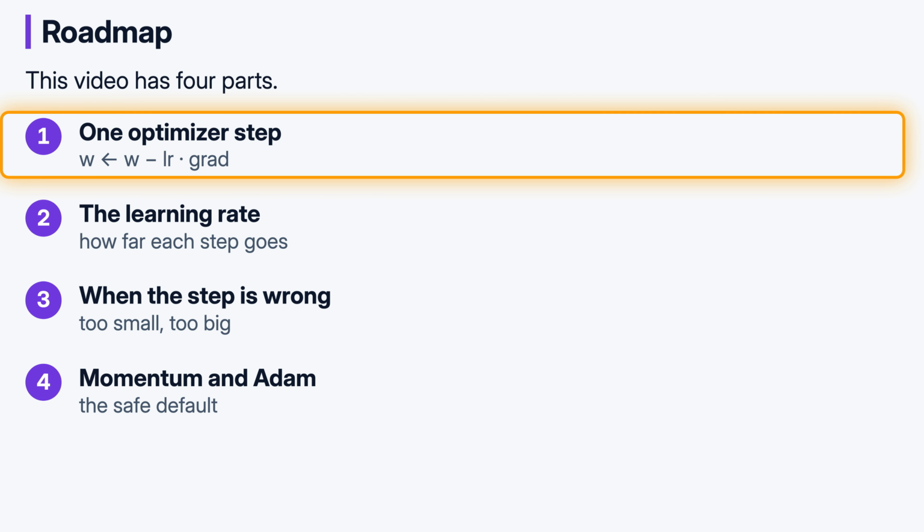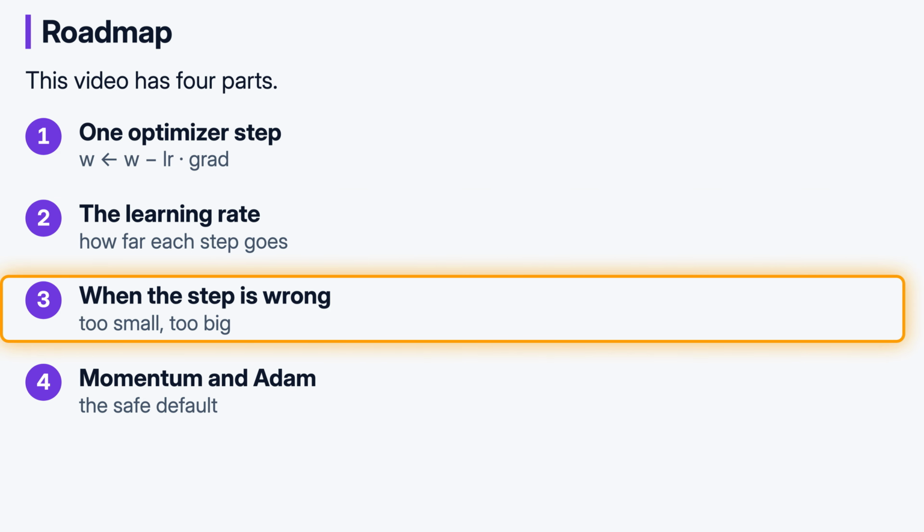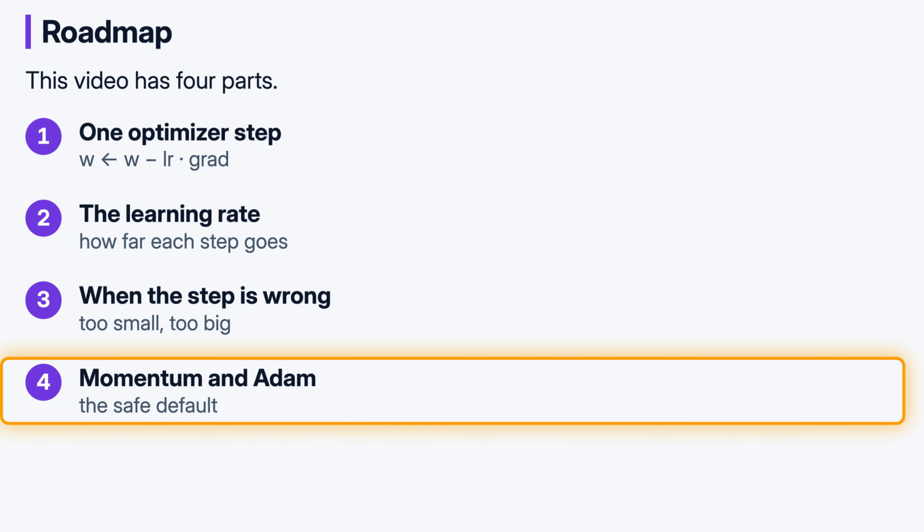This video has 4 parts. First, one optimizer step. W becomes W minus the learning rate times the gradient. Second, the learning rate itself, the number that sets how far each step goes. Third, what happens when the step is wrong, too small or too big. And fourth, momentum and Adam, the safe default you'll reach for most.